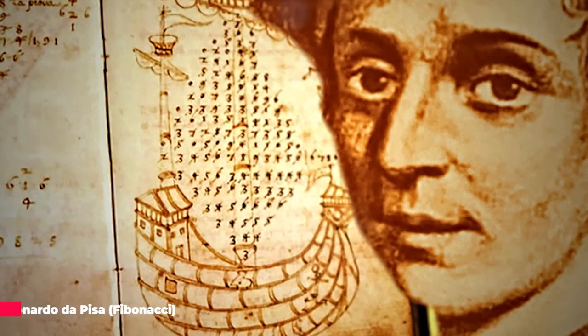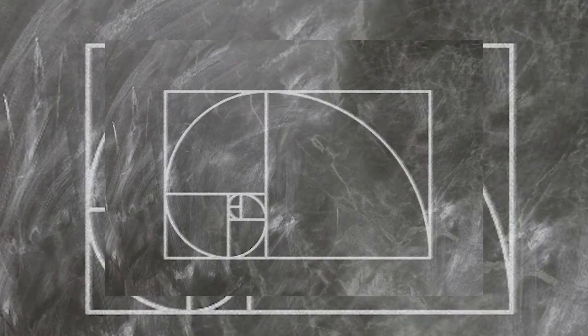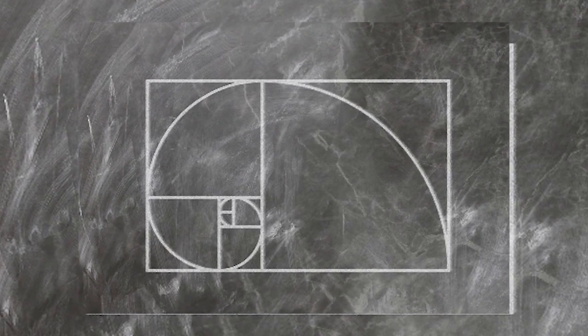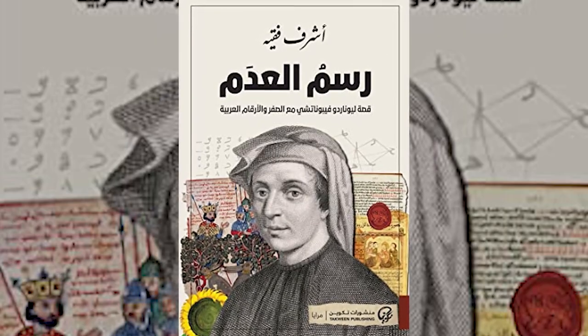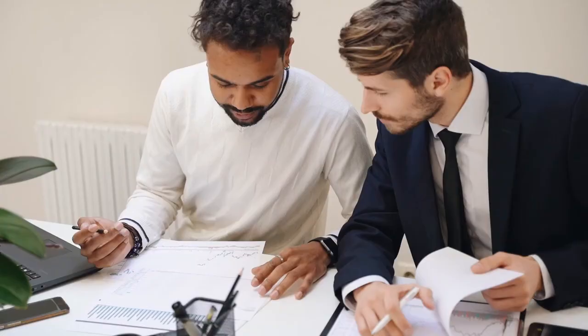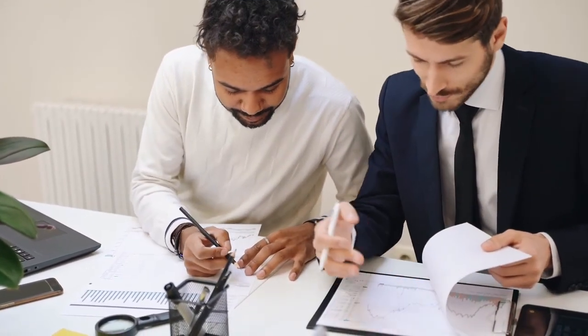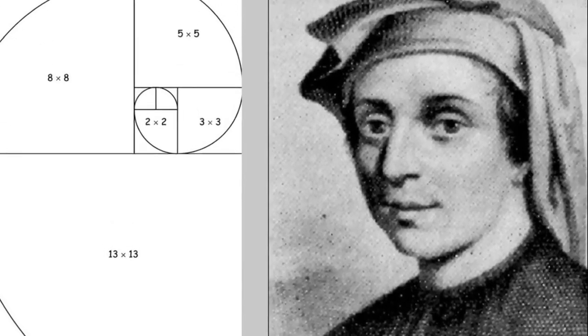Leonardo da Pisa, Fibonacci. Leonardo da Pisa, also known as Fibonacci, was an Italian mathematician who introduced Arabic numerals and the concept of zero to Europe. This innovation revolutionized mathematics and paved the way for modern algebra. Fibonacci's work is still used today in fields such as computer science and finance.